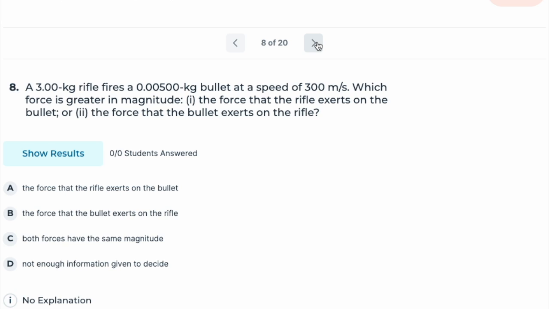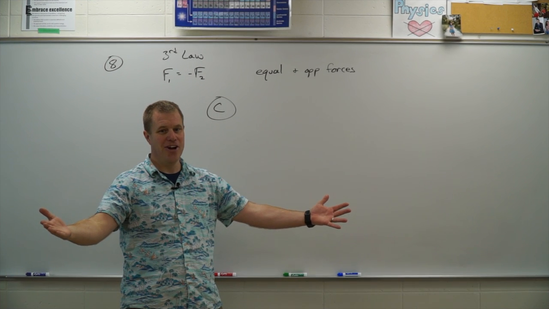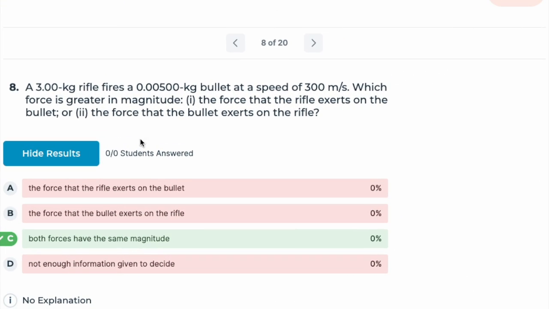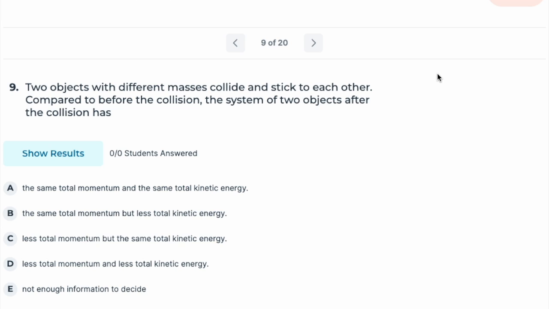A 3-kilogram rifle fires a 0.005-kilogram bullet at a speed of 300 meters per second. Which force is greater in magnitude, the force that the rifle exerts on the bullet or the force that the bullet exerts on the rifle? Third law, equal and opposite forces. C. Yeah, that's a third law. Both experience the same force.